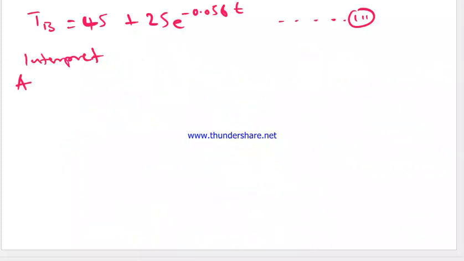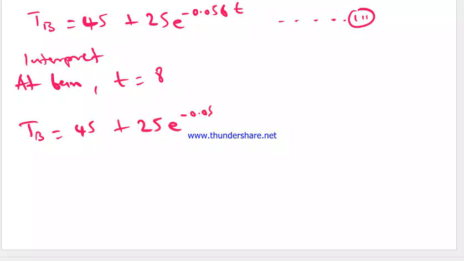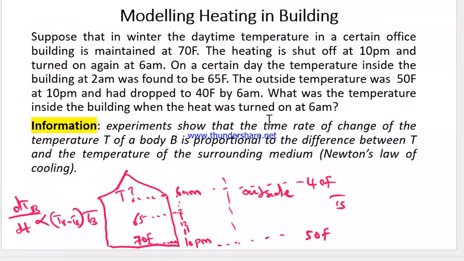So at 6 a.m., T is equal to 8. Therefore, our TB then is equal to 45 plus 25 exponential minus 0.056 times 8. And if you evaluate that, that is going to give us TB, the temperature of the building, is equal to 61 Fahrenheit. So that is the solution to the question.